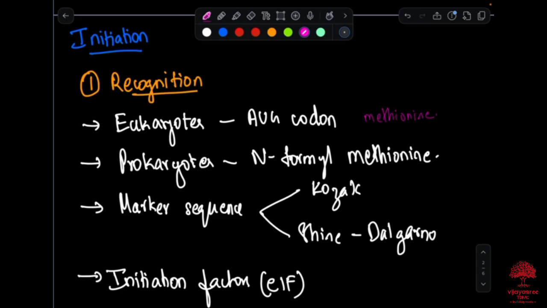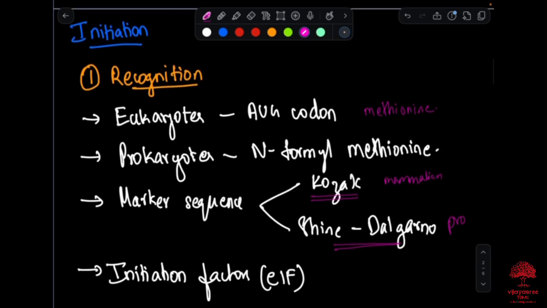Now, this is considered a start codon, and it is present after the marker sequence. For the marker sequence, we have the Kozak sequence, which is seen in mammalian cells, and it is the Shine-Dalgarno sequence in the case of prokaryotic cells or bacterial cells. For the further steps to happen, we require initiation factors or eIF. This e stands for eukaryotic initiation.